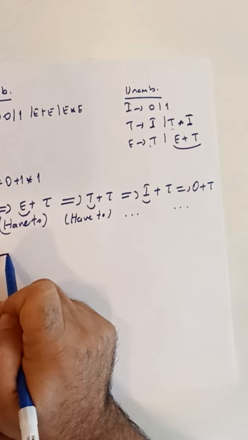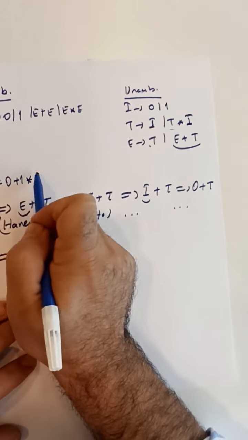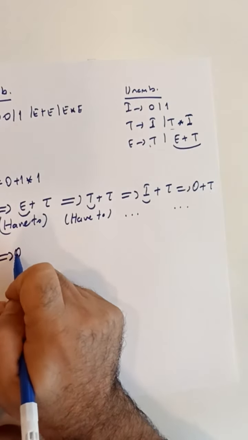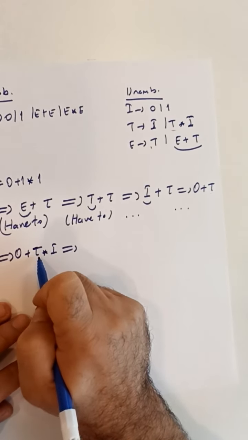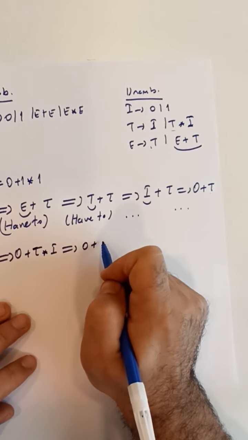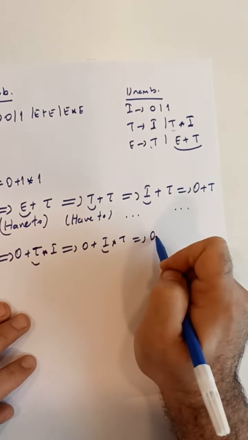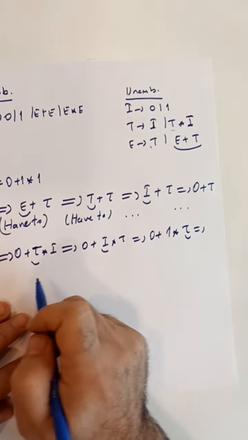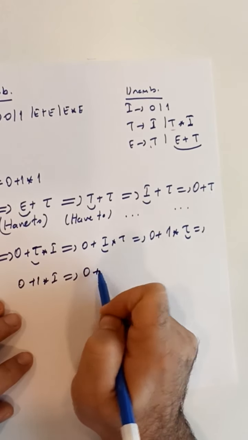Let's continue. For 0 plus T, what should we expand T with? Since it should correspond to 1 times 1, it should be this rule. It cannot again be this rule. 0 plus T times I. What should we expand T with? We should expand T with the number I. 0 plus I times T. I should be expanded with 0 plus 1 times T. Finally, T should be expanded with the rule I. 0 plus 1 times I should be expanded with the number 1.